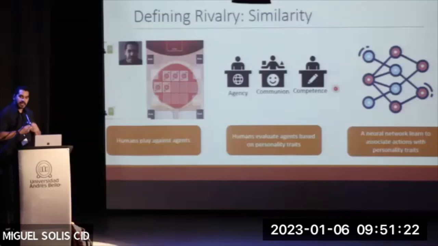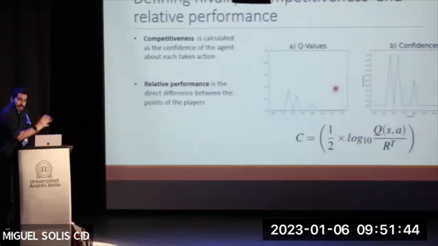And that was quite important for us because it allows the agent, from its own perspective, to have an opinion about the opponent in terms of personality. The agent can detect if the person is very competent or not, for example, while playing the game. And that defines the similarity, because every agent has a personality trait and can detect the opponent's personality trait, and then they calculate how similar they are or not.